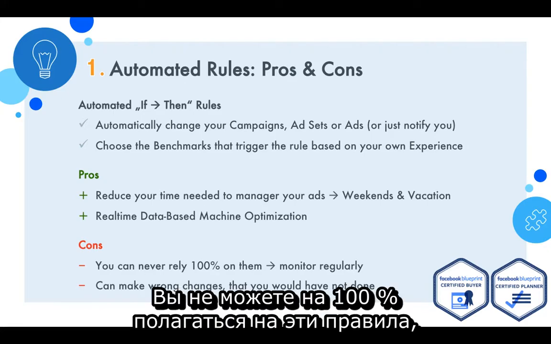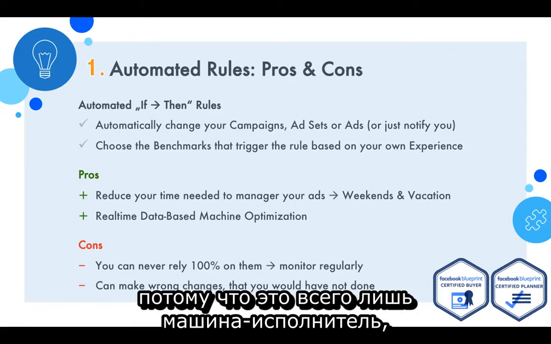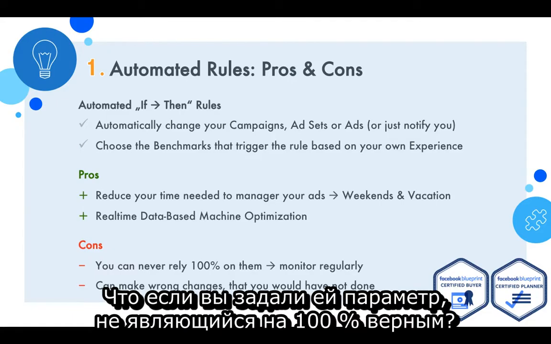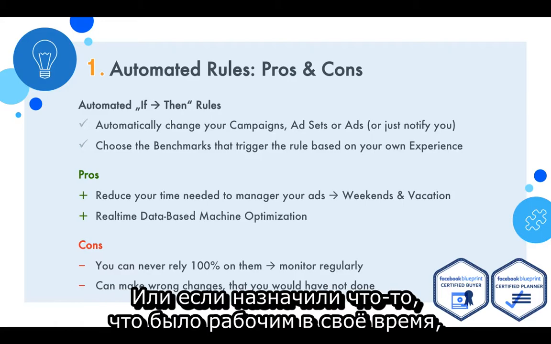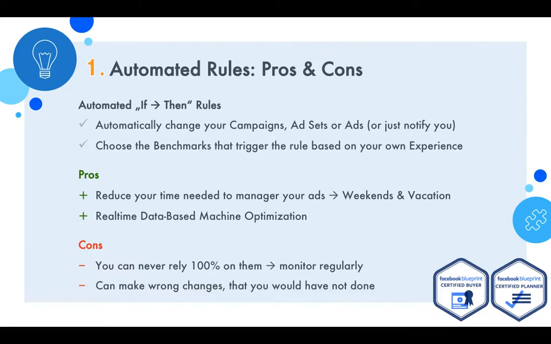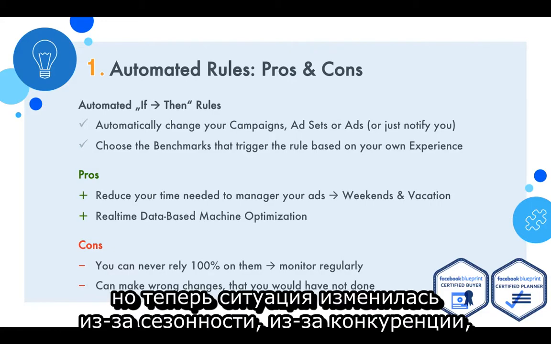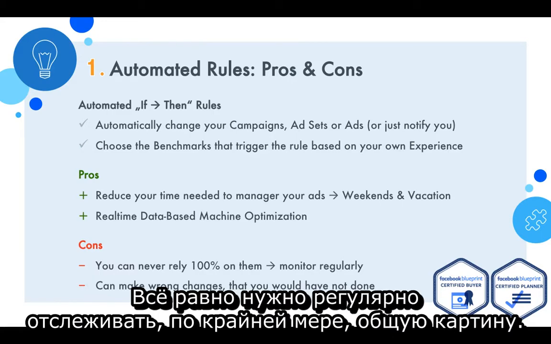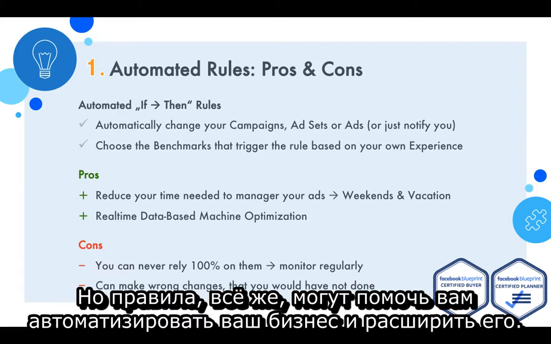So you can never really rely 100% on them, because it's just a machine that executes what you have previously defined. What if you have defined something that was not 100% correct? Or what if you have defined something that was good back in the day, but now the situation has changed because of seasonality, because of a new competitor, because of higher CPM, and so on and so forth? So you still should monitor it regularly, at least the big picture, okay? But it will help you to automate your business to some extent.